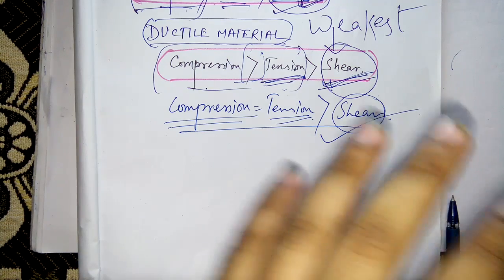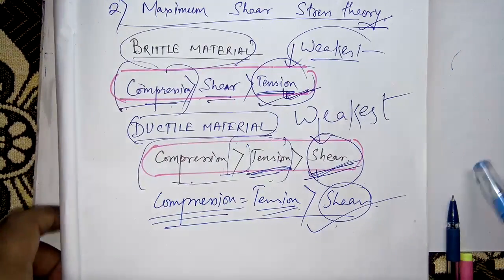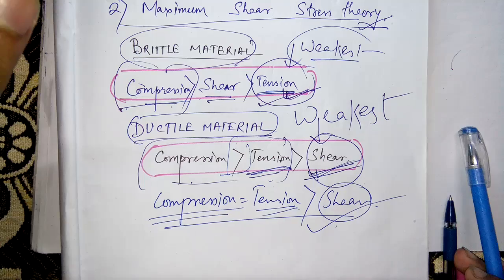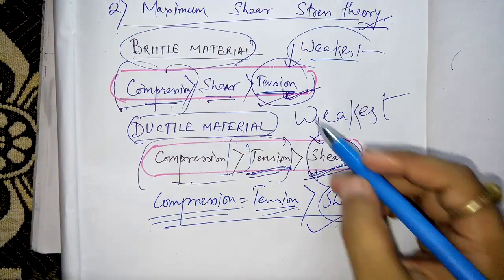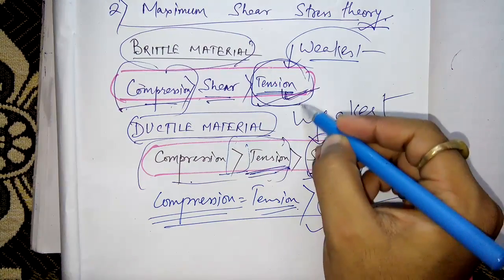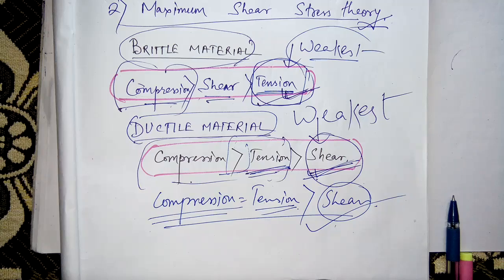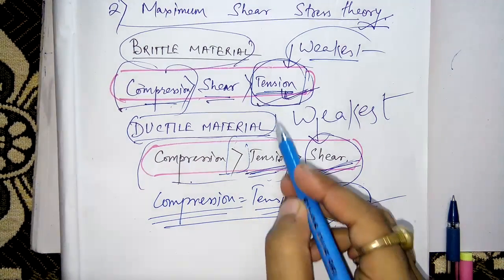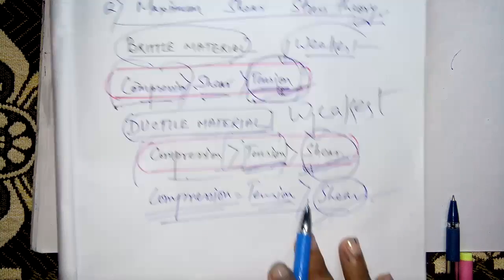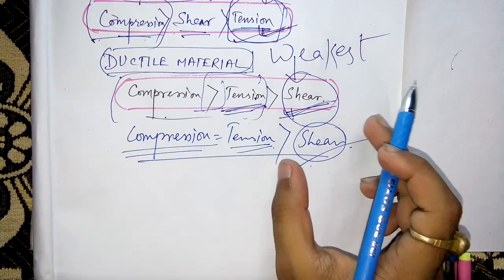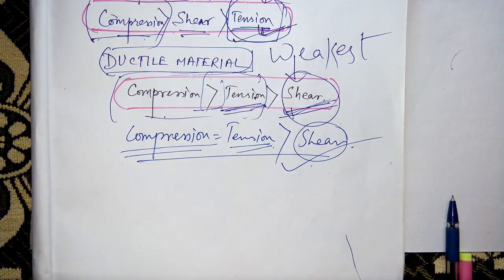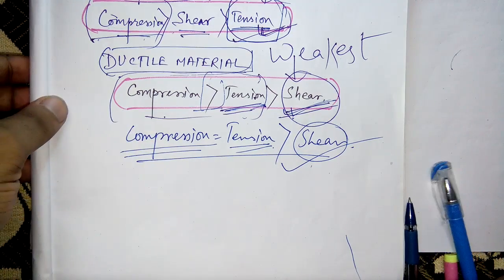So we can understand from this that whenever we want to design brittle material, we have to design considering the tensile load or tensile strength, and whenever we are going to design for ductile materials, we have to design considering shear strength, because it is most probably going to fail under shear first.